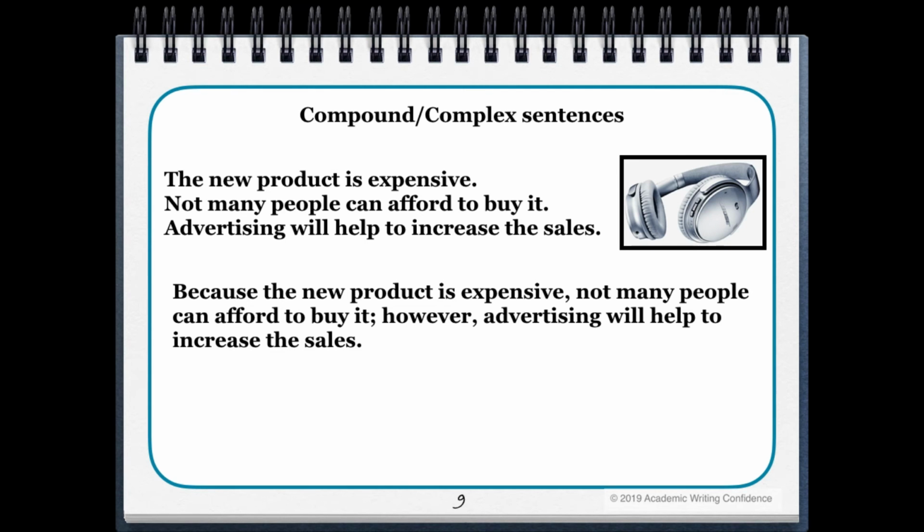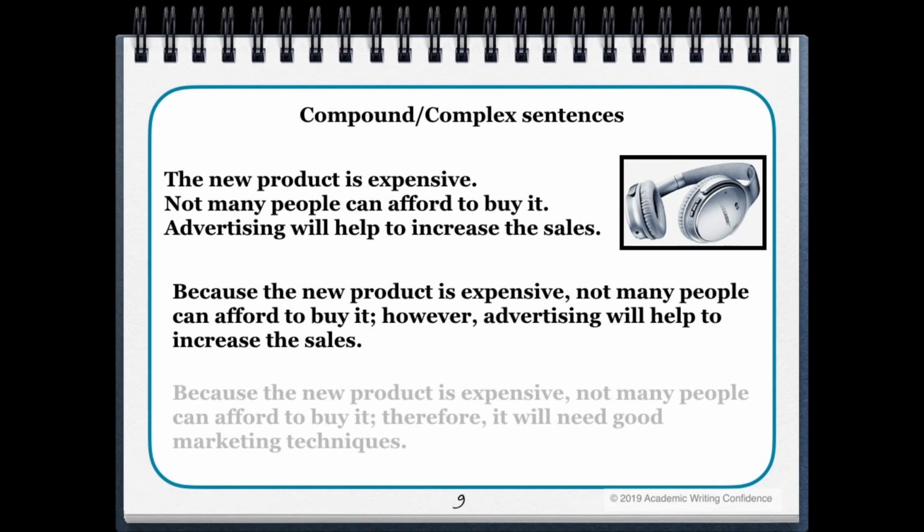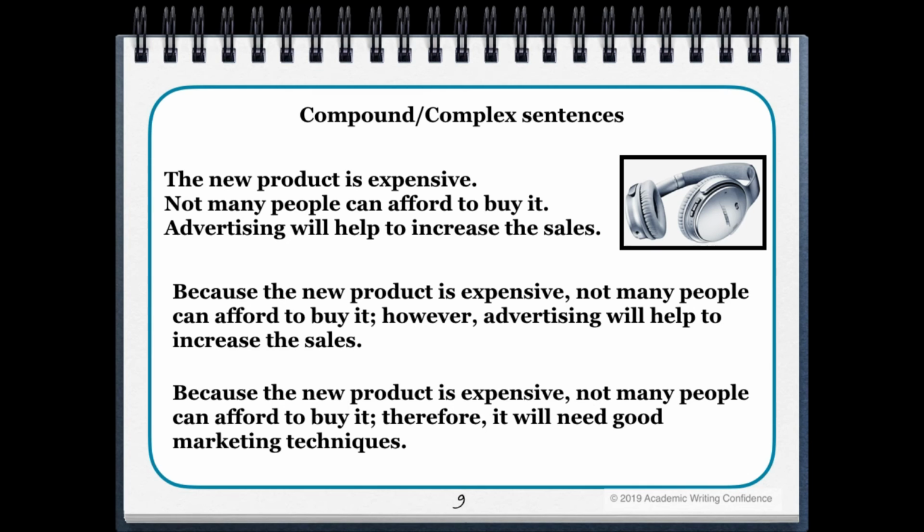Here's another example combining a different set of sentences. Because the new product is expensive, not many people can afford to buy it. Therefore, it will need good marketing techniques. So as you can see, by putting the different sections together correctly, you can write very good English sentences.